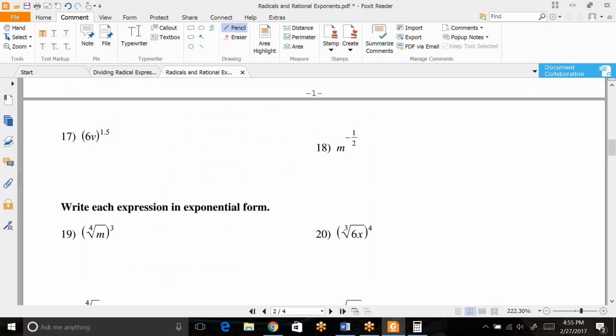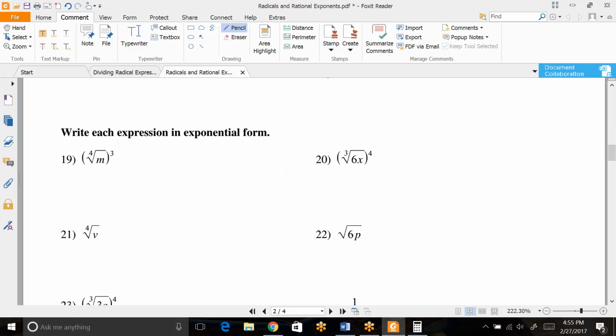Okay, I'm not going to worry with this one because we won't give you anything like that on the test. The reason is that you have to convert that back to a fraction yourself.